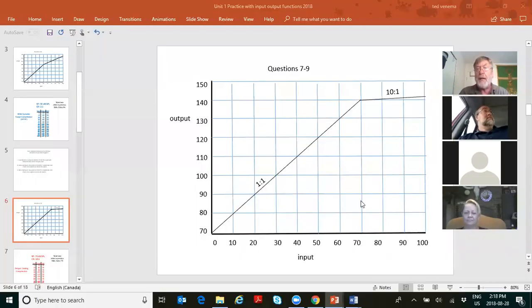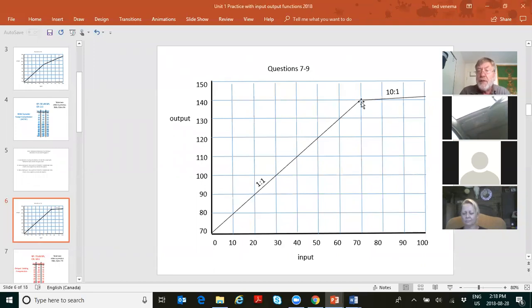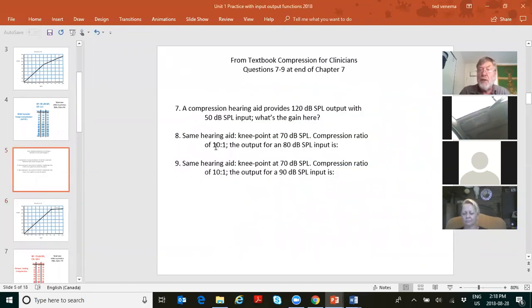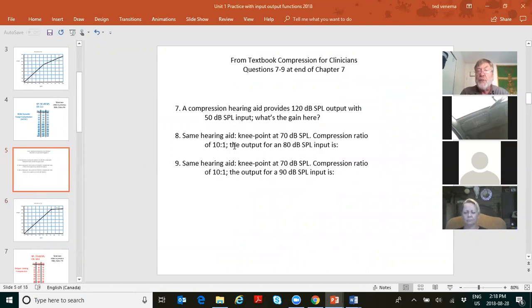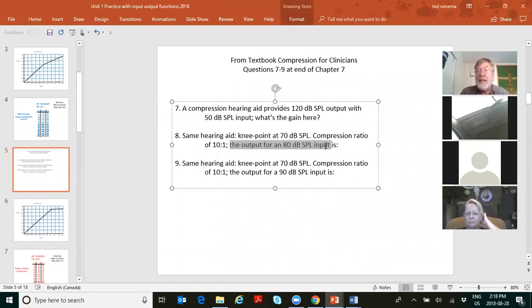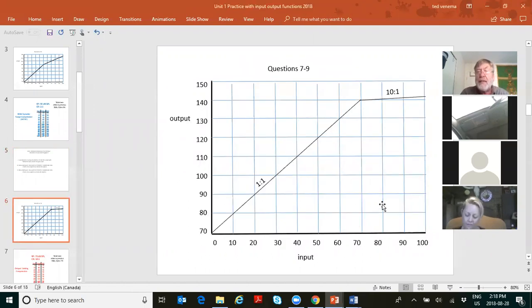Here's our graph. We'll go to this slide: same hearing aid, knee point at 70, and compression ratio is 10 to 1. Read carefully: the output for an 80 dB SPL input is, and let's go to the next picture, 80 in. What's my output? About 141. What's the gain there then?